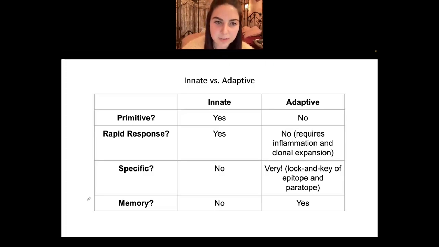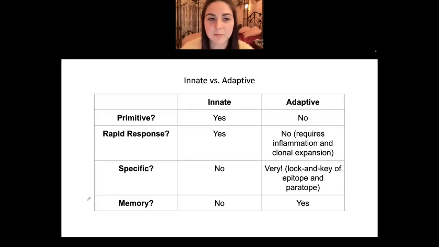So the innate immune system is a primitive system, and primitive basically means everyone has it, from cavemen to actual humans, right? So everyone has an innate immune system. The adaptive immune system is something that adapted. It adapted with us as we went through evolution. So that's a big distinction right off the bat.